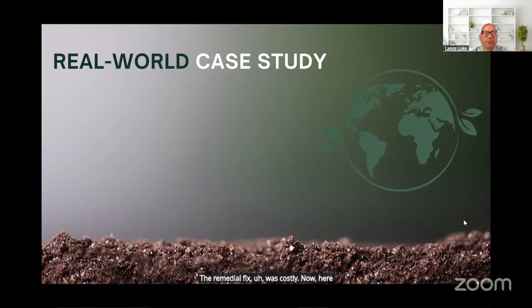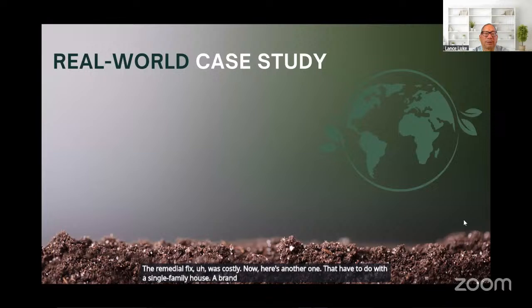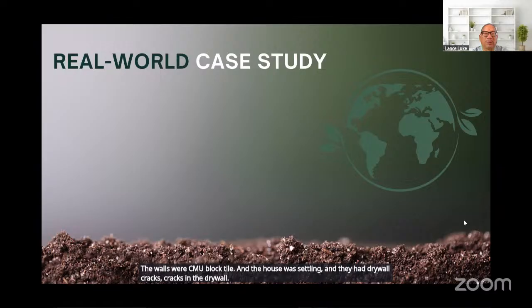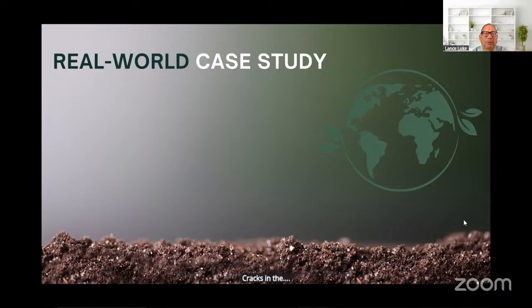Now, here's another one that had to do with a single family house. A brand new house was built in Kaimuki, and the walls were CMU block, and the house was settling. They had cracks in the drywall, cracks in the CMU blocks where the grout joint was, cracks in the ceiling drywall, and even in the concrete slab.